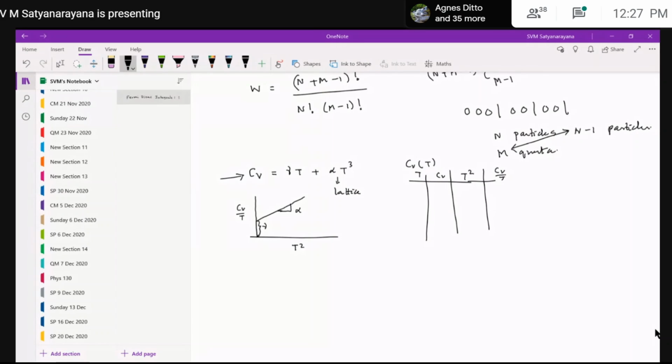I think this is your question, right? Yes, sir. So even if I divide CV by T, it will be basically gamma plus alpha T square. So with T square it will be linear. Correct. Okay, sir. I got it now.